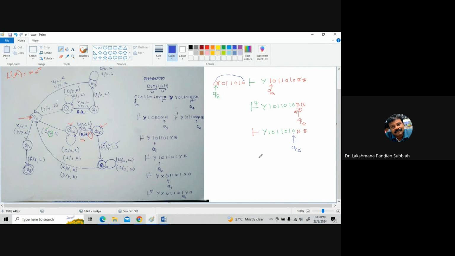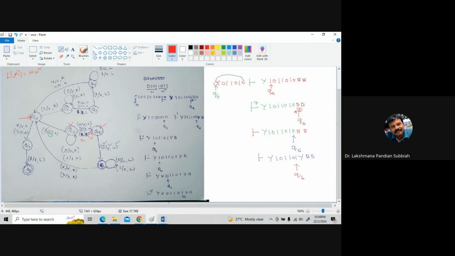So what we are getting now is here Y, 10101, then this 0 as Y, 0 is converted into Y, then we are having blank space, then Y, and move to left. So go to the Q6. So this is the Q6 position. So move to left, so this is changing that Y and move to left. Then this is one as Q6.